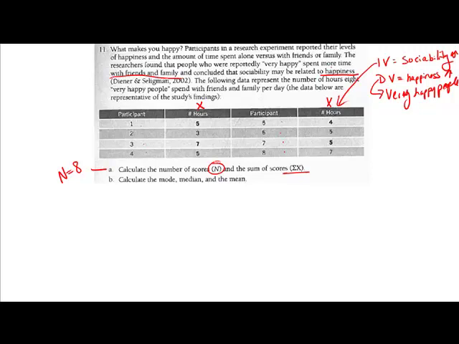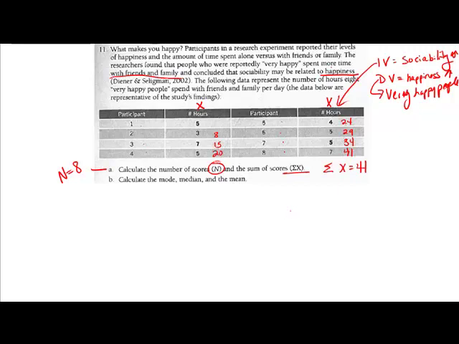So let's add these together. 5 plus 3 is 8. 8 plus 7 is 15. Plus 5 is 20. 20 plus 4 is 24. 24 plus 5 is 29. 29 plus 5 is 34. 34 plus 7 is 41. The sum of x equals 41.